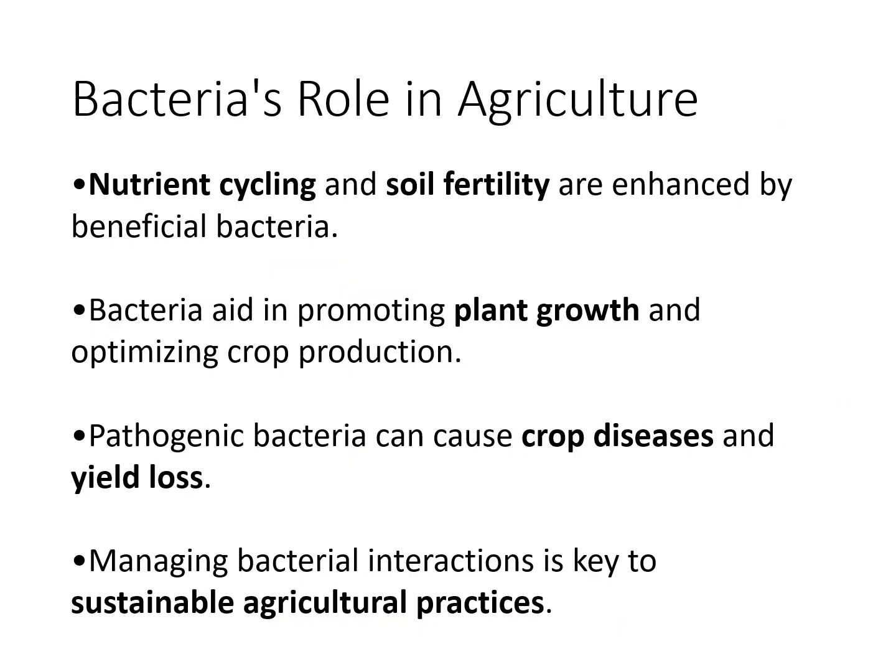Bacteria play a major role in agriculture, especially in nutrient cycling and improving soil fertility. Some bacteria help promote plant growth and support healthy crop production. But not all bacteria are helpful. Pathogenic strains can cause plant diseases and reduce yields. That's why managing bacterial interactions is essential for sustainable and productive farming.